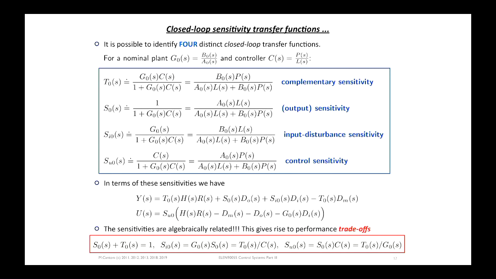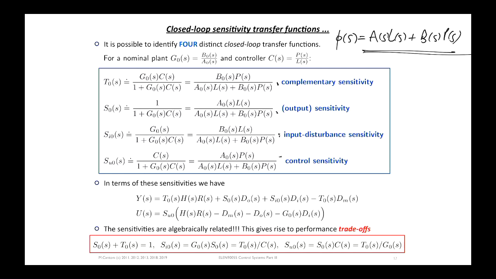So if we know that the so-called characteristic polynomial, which is just A(s)L(s) plus B(s)P(s), only has zeros, values of s that make this equal to 0, that have negative real part, then the poles of all of these transfer functions will be strictly in the left half plane. So it's clearly a sufficient condition. If the zeros of this all lie in the left half plane, then the poles of all four closed loop transfer functions lie in the left half plane.